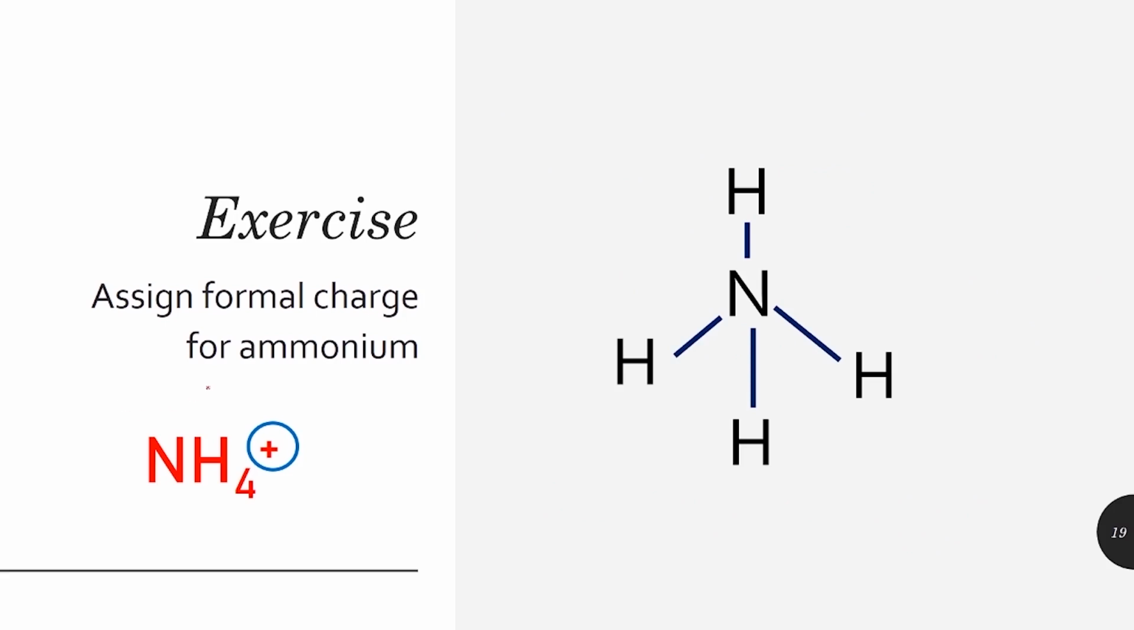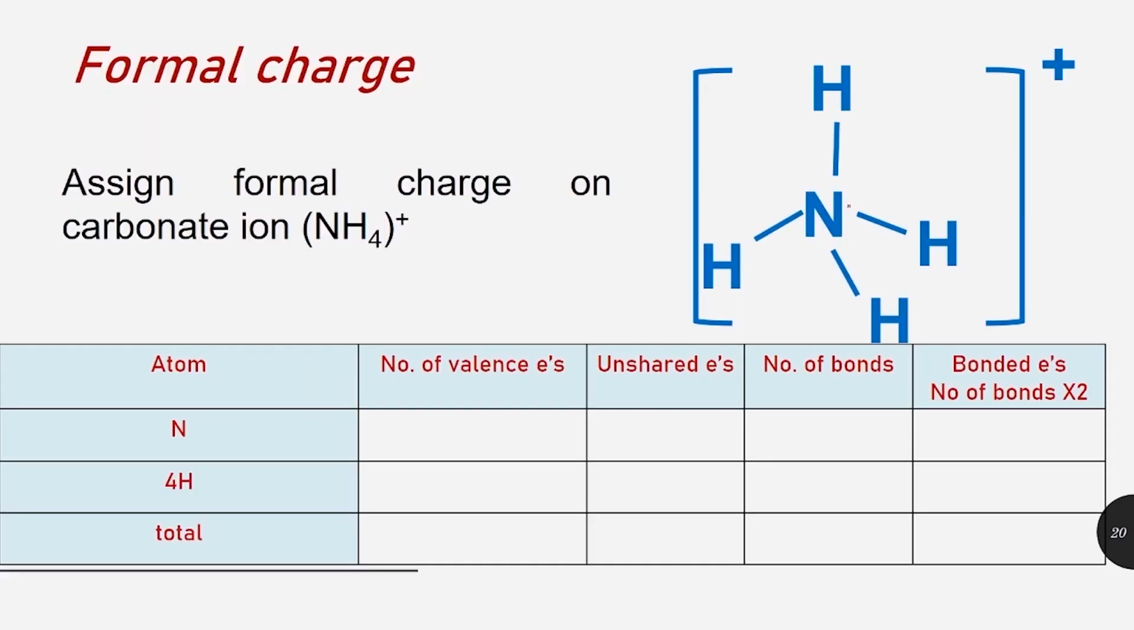Let's solve this exercise the same way. Assign the formal charge of ammonium ion. So we have 1 nitrogen atom bonded to 4 hydrogen atoms. If we count the electrons surrounding the nitrogen, it is 8 electrons: 4 bonds, each bond consists of 2 electrons.